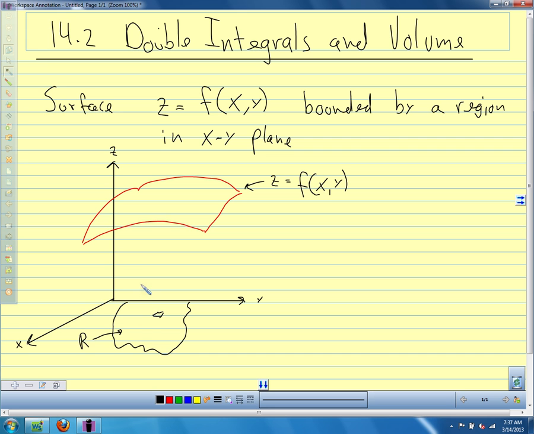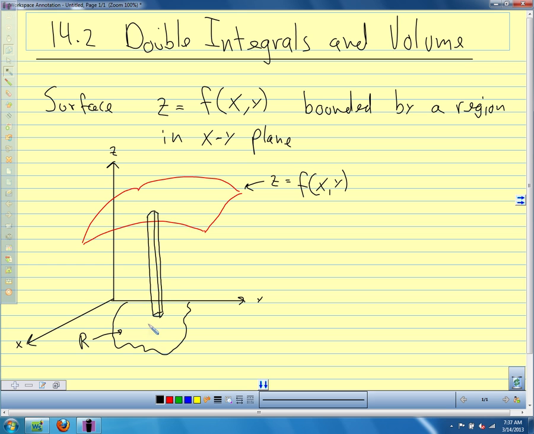Inside the region. And we're going to extend this up to the surface. So on the surface we're going to have some curved shape here. And we're going to find the volume of this little piece, and then we're going to sum the volumes of these little pieces. If we make our division small enough, we can approximate them by rectangular prisms. And then we're going to sum that over the region.